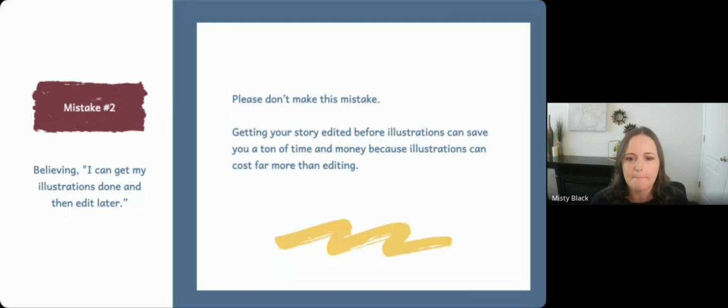So say your editor makes a suggestion that improves the flow of your story and clears up confusion, but it doesn't match your illustrations. So now you have to go back and ask your illustrator to make changes. And I have seen it happen way too many times. So I want you to avoid this mistake.